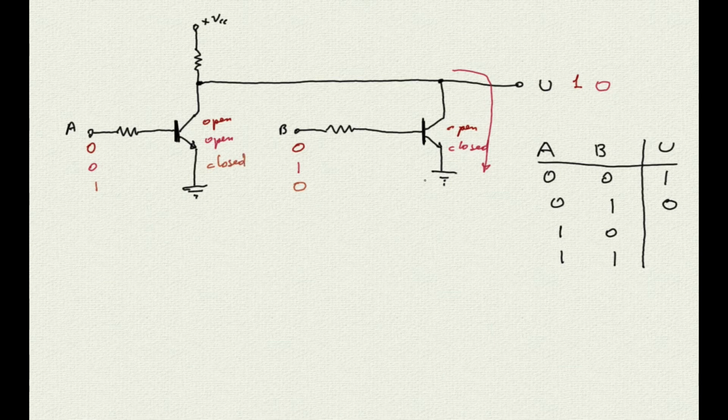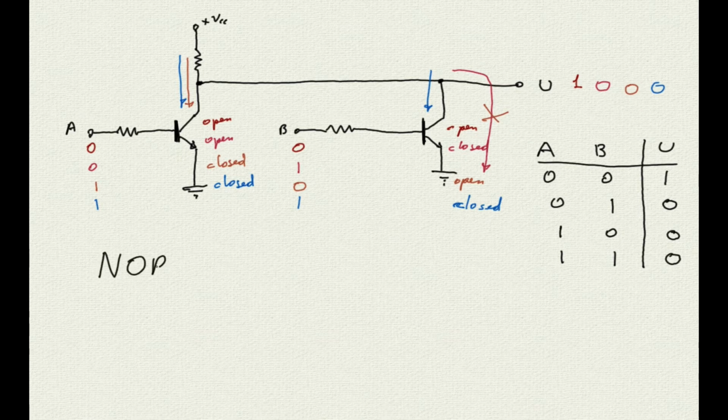Putting a 1 on A and a 0 on B will have a similar effect, but now the transistor that is on is the one on the left, and the transistor that is off is the one on the right. So this time the current will flow through the transistor on the left, and the output will still be a 0. Finally, a 1 on both inputs causes both transistors to be on, and therefore the output U will once again be a 0.